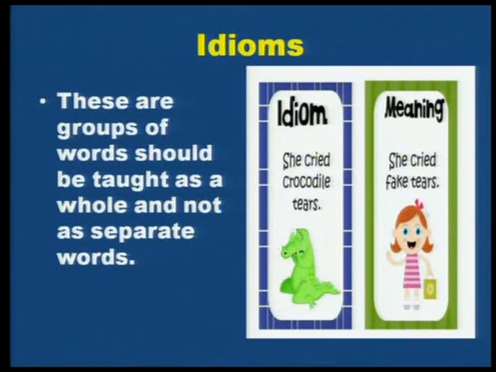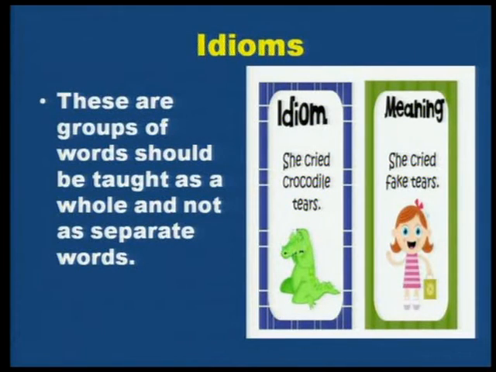There are some other types of sentences. They are called idioms. These are some groups of words. We should use them as a whole. That means these groups of words should be taught as a whole and not as separate words. That means they give one special meaning. Their intended meaning is different, their literal meaning is different. You observe this? She cried crocodile tears. We should not take the literal meaning here. The intended meaning in this sentence should be understood.